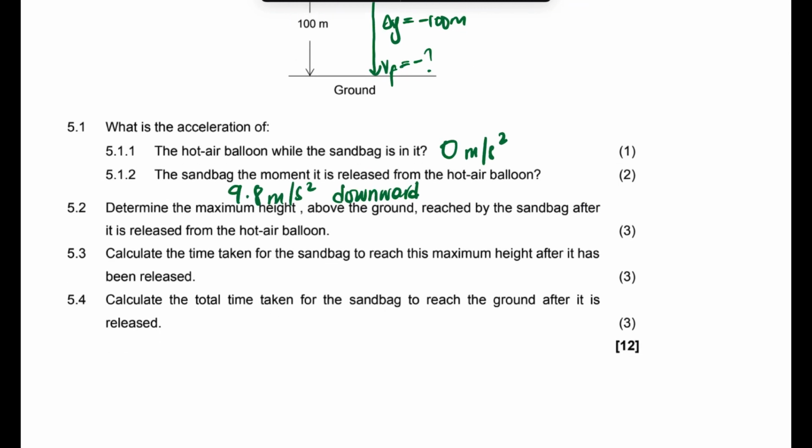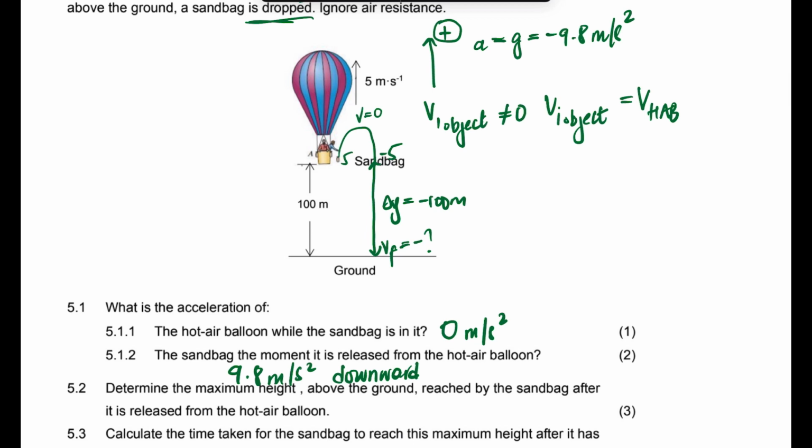Now the question says calculate the maximum height above the ground reached by the sandbag after it has been released from the hot air balloon. So guys, when it's released, it's going to go up and reach the maximum height. When they say the maximum height from the ground, they want this height from there to there. So what are we going to do? We're going to calculate this height from there to there, and then we add this one.